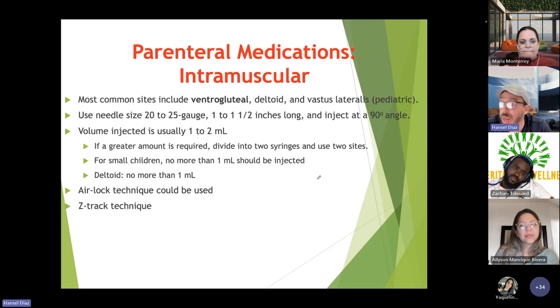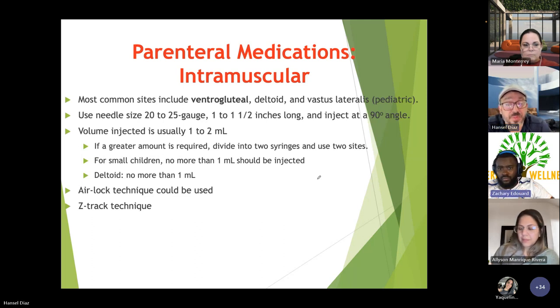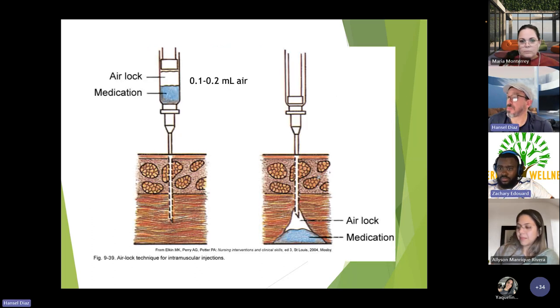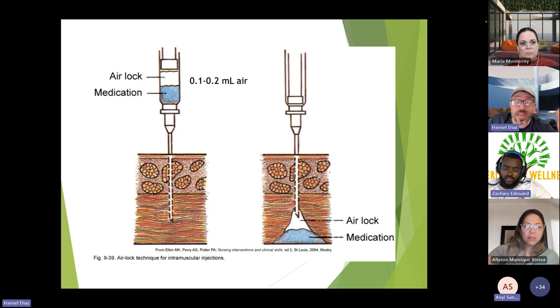You could use some techniques that will help you. You could use airlock and Z-track. Z-track, especially when some iron solutions are being used. Why would you use that? Basically, you want to prevent the medication from spreading outside the muscle. Is that understood? Isn't it also because it could stain the skin? That's right. Or it hurts.